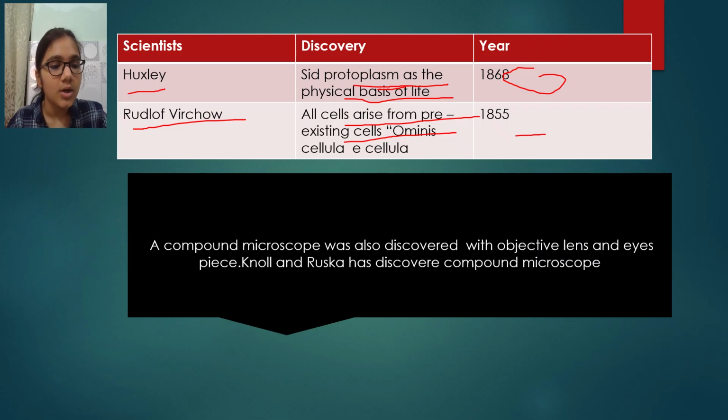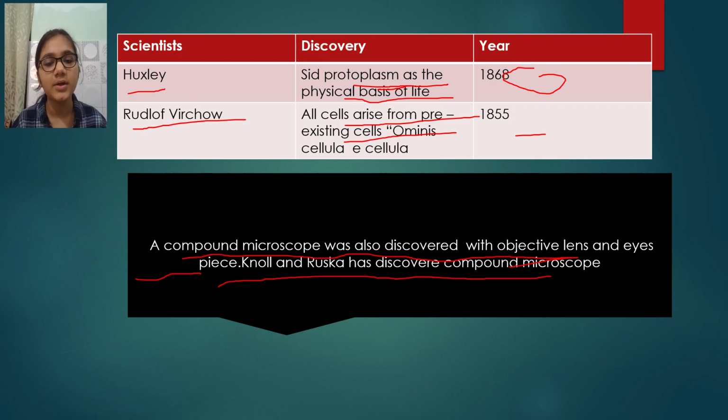Now this is a note. A compound microscope was also discovered with the objective lens and eyepiece. Then Knoll and Ruska discovered the electron microscope in the year 1940. Okay, 1940, Knoll and Ruska.